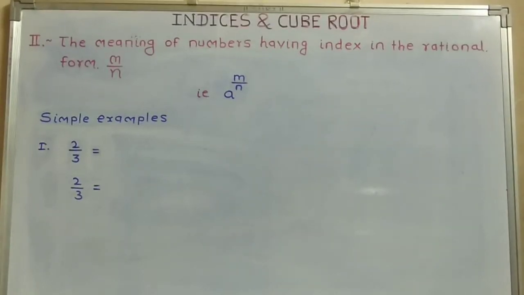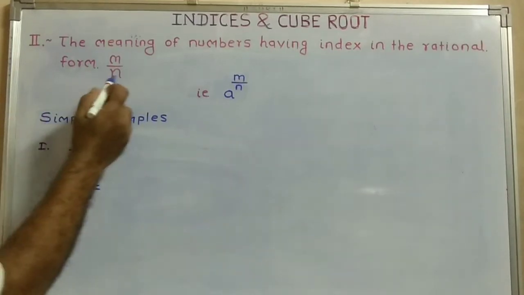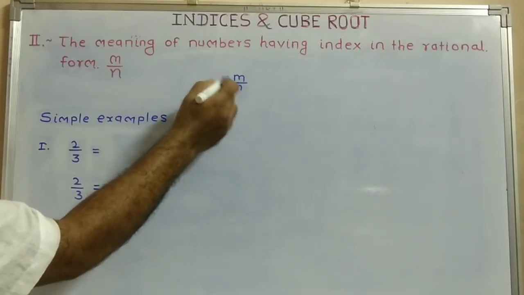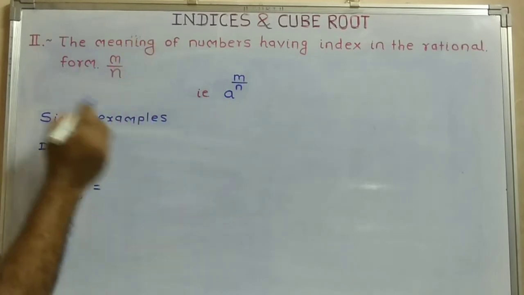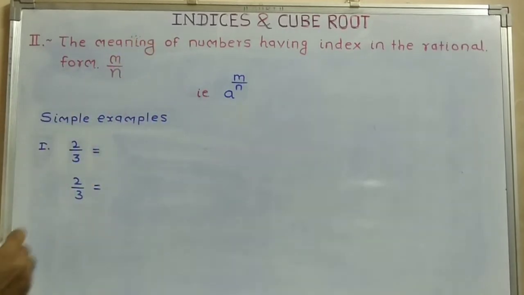Today we will learn regarding the indices and cube root. From the indices we will learn the meaning of numbers having index in the rational form m upon n. To understand it, I have written its form a to the power m upon n. To understand a to the power m upon n, I have considered some simple examples.